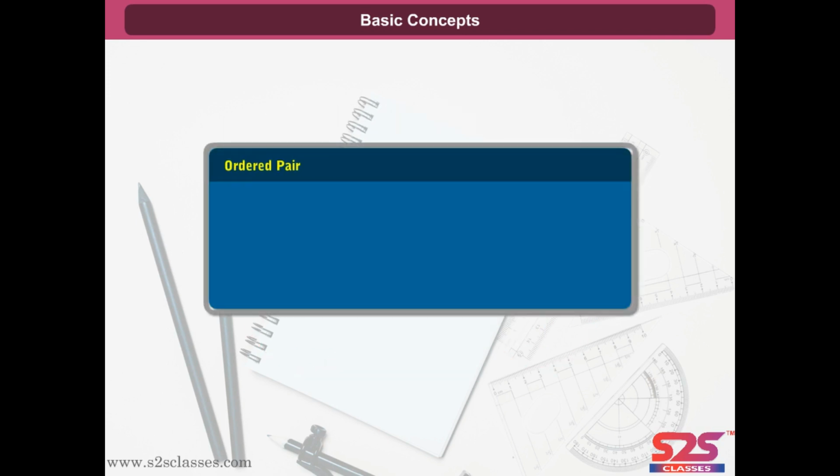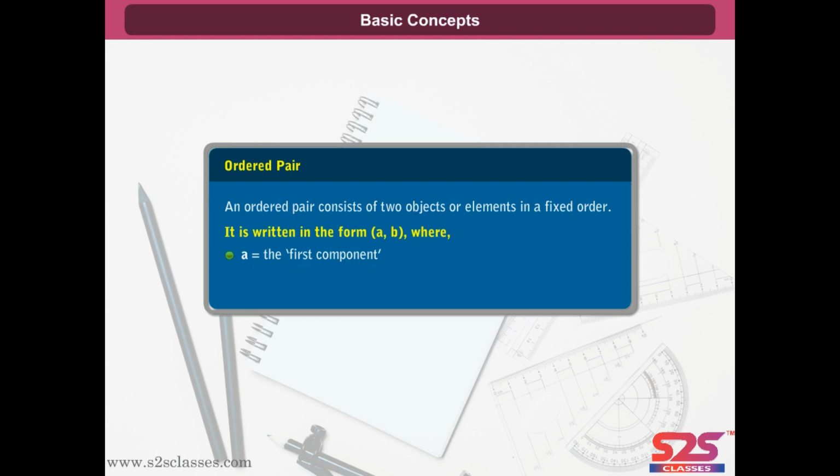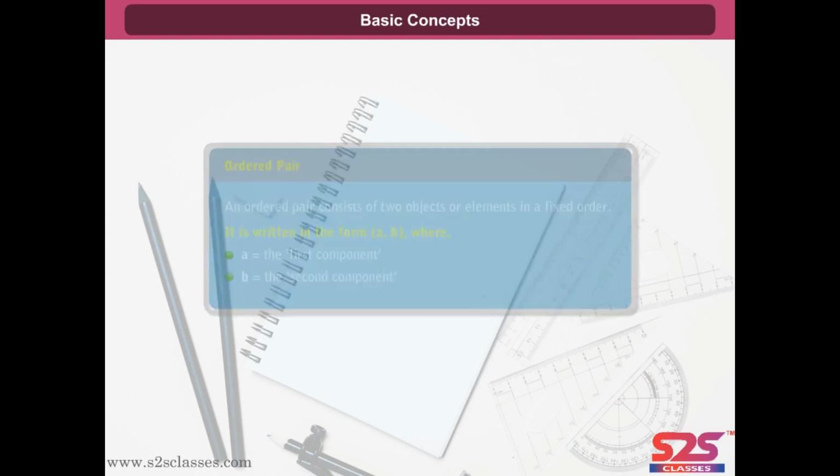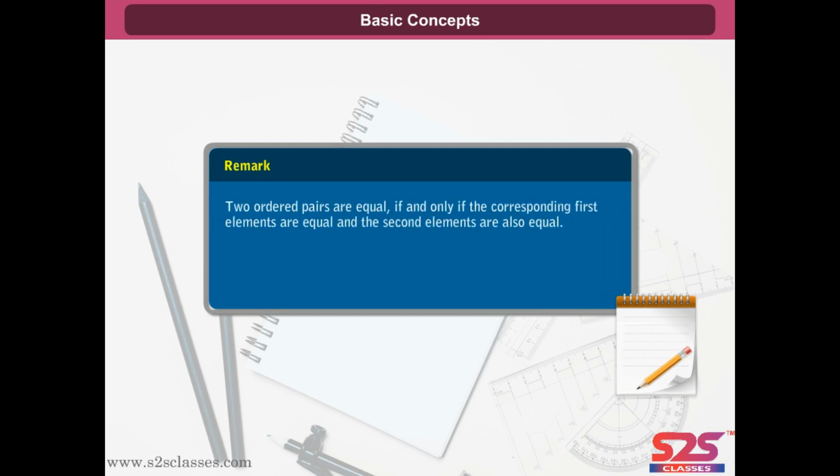Ordered pair. An ordered pair consists of two objects or elements in a fixed order. It is written in the form (a, b), where a and b are called the first component and the second component of the ordered pair respectively. Remark: two ordered pairs are equal if and only if the corresponding first elements are equal and the second elements are also equal. If the ordered pairs (a, b) and (x, y) are equal, then it implies a is equal to x and b is equal to y.